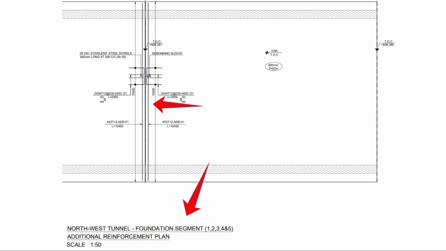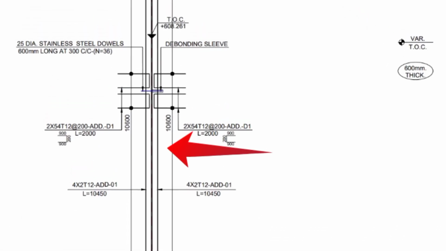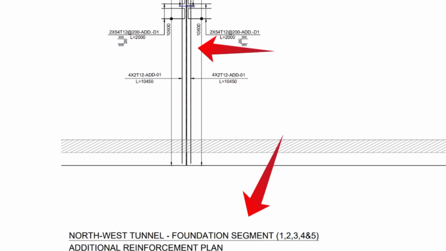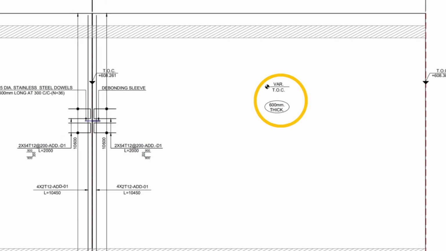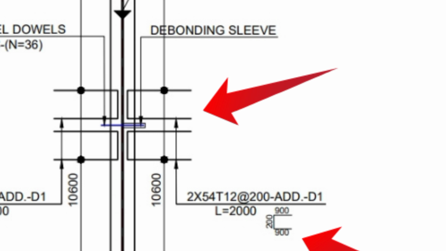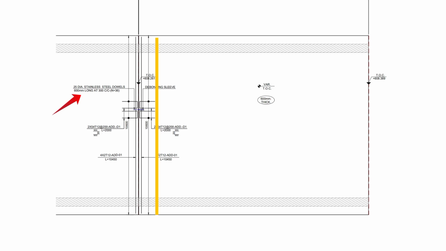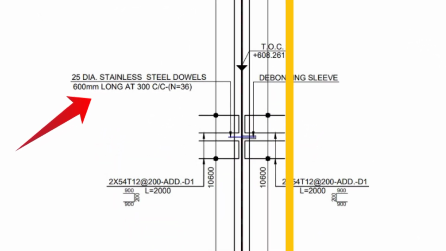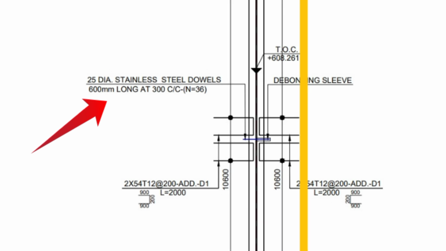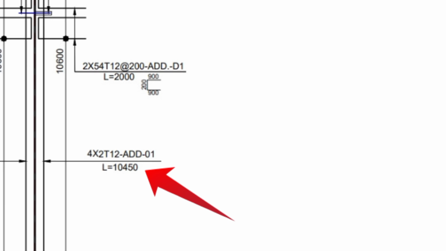The tunnel foundation segment 1 additional reinforcement plan includes construction joints, additional steel bars, and shear connectors. The concrete dimensions of the foundation are 600 millimeters, and 2 U-bars are used with dimensions of 200 millimeters. 1 U-bar will be used at the bottom and the other at the top. Shear connectors will be used between the top and bottom reinforcements from the right side to the left side, and 4x2 12 millimeter additional bars will be used.